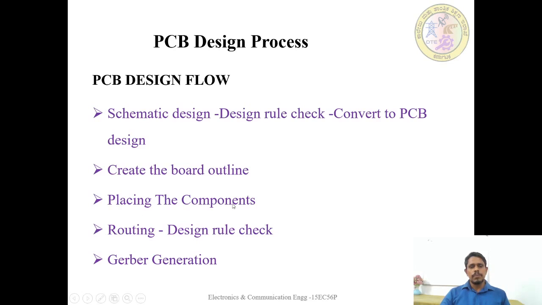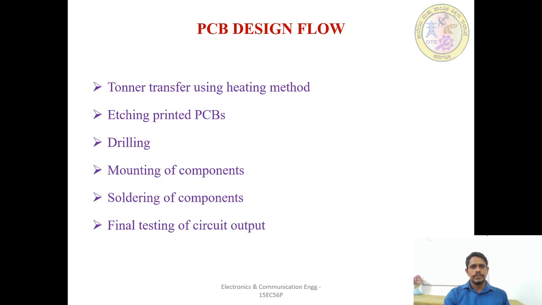Third one, placing the components. Then routing and again put the design rule check or electrical rule check, which will check the pad to pad spacing, track to track, wire to wire, wire to pad, such things. Once the design rule check is over and cleared, then go for Gerber generation. Gerber file is the soft copy of the output file which is given to manufacture the PCB.